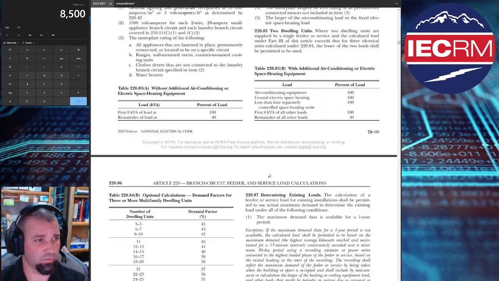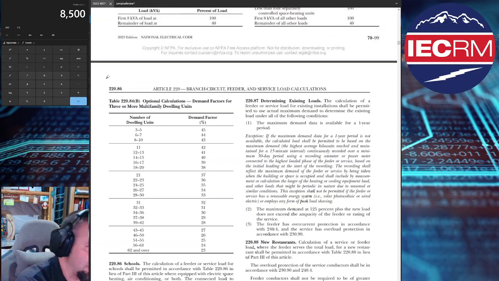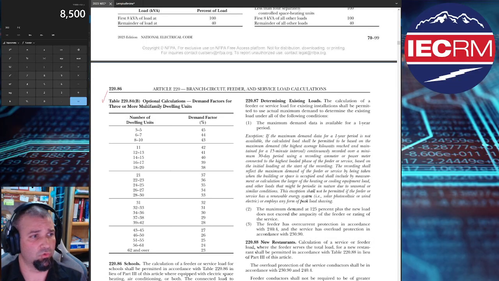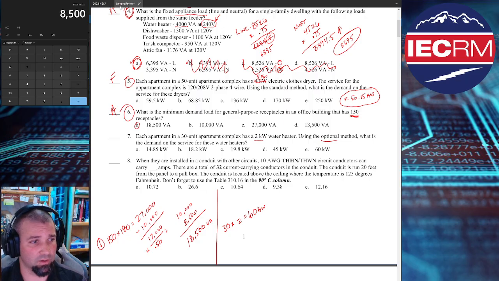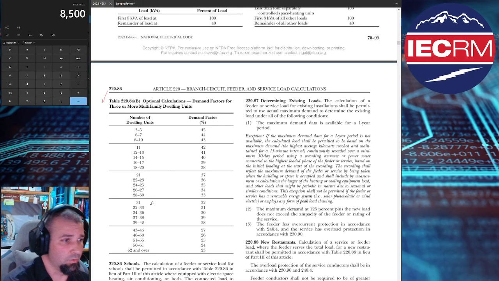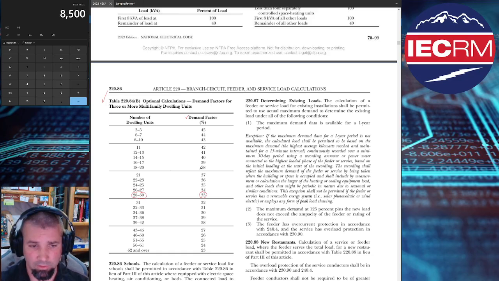So it's really telling us we can use this table right here, 220.84(B) for optional calculations. This is based on the number of units. I have 30 units here, so I'm going to go down and find my section for 30 units, 28 to 30, and I have a demand factor associated with that of 33%.